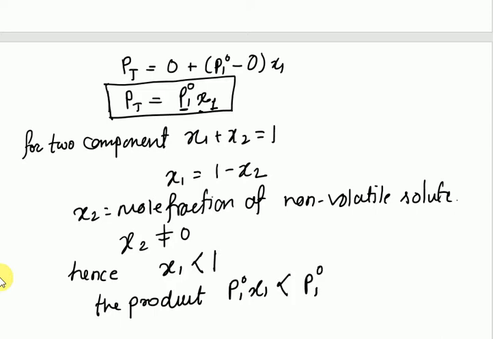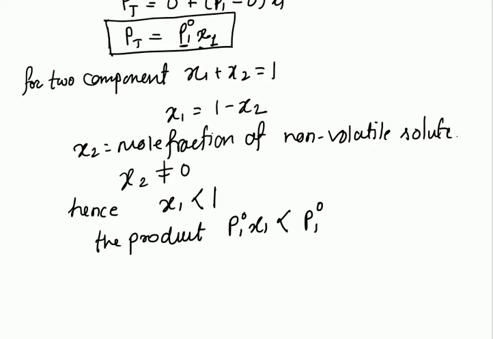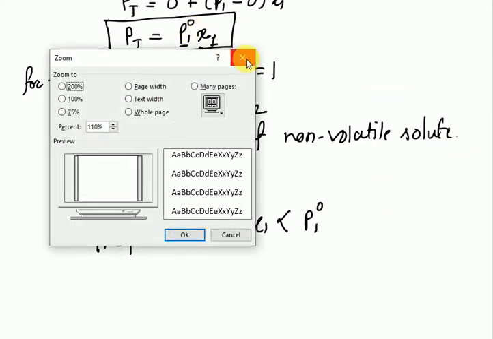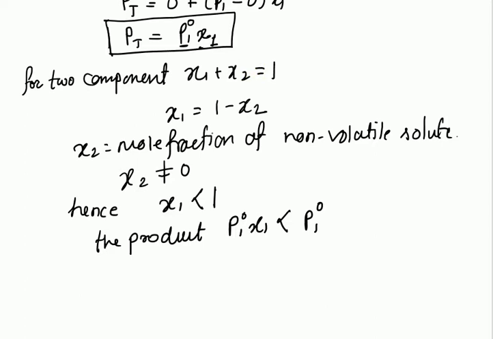Therefore, the vapor pressure of the solution PT is always less than the vapor pressure of the solvent. Okay. Hence, this proves that there is a lowering of vapor pressure of the solution.